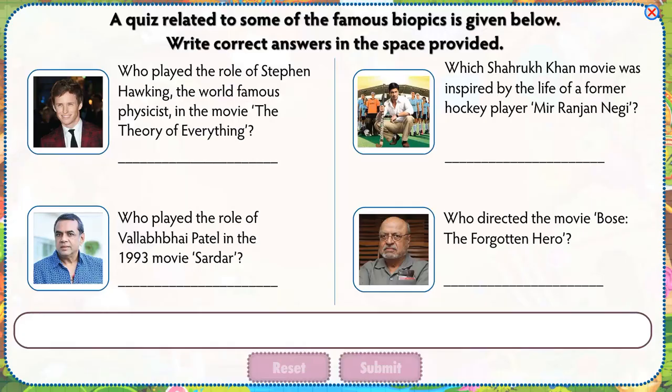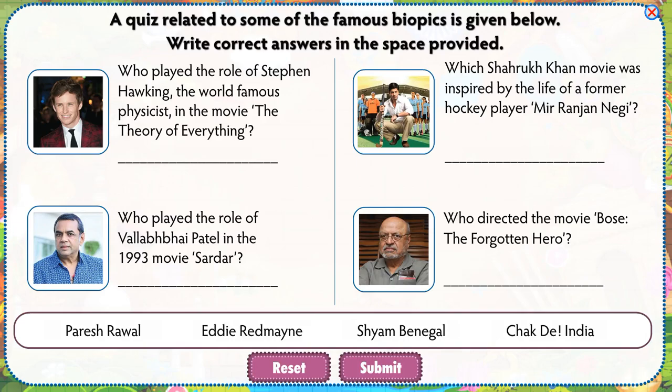A quiz related to some of the famous biopics is given below. Write correct answers in the space provided.